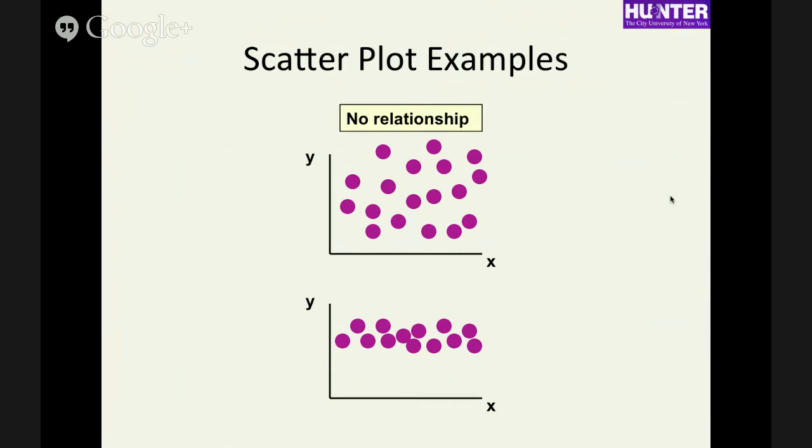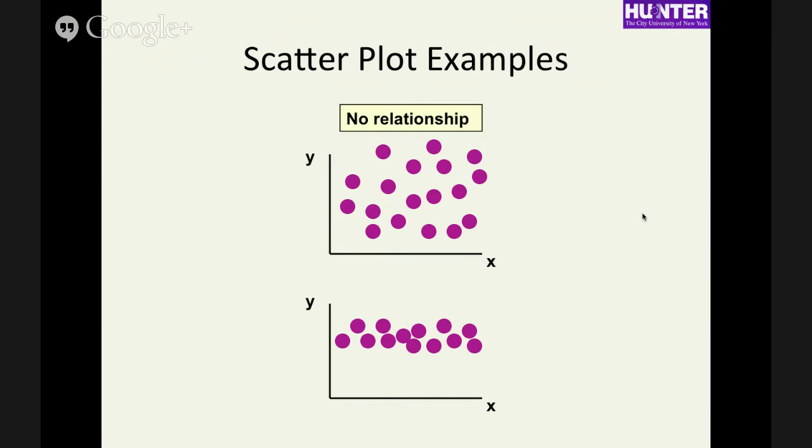Here's a couple examples of no relationship at all. So by no relationship, it means that knowing about the value of x doesn't tell you anything about the value of y. It also means that if you were to draw a line that minimizes the distances to all the points, it would be more or less a horizontal line. Not exactly, because there's noise in the data, but close.